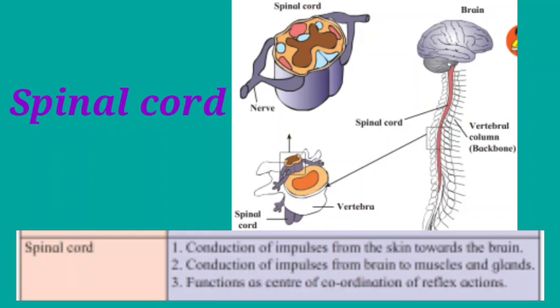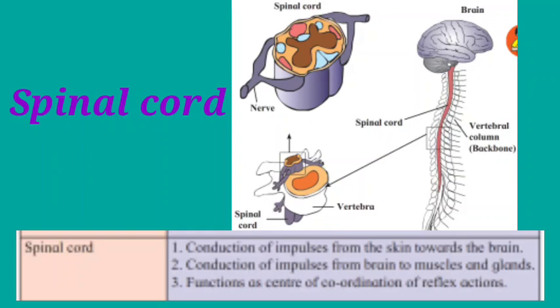Here the vertebrae are just put along one another, and inside that the spinal cord is moving. These vertebrae are protecting the spinal cord because it is a delicate part and it is very sensitive. So for protection, inside the vertebral column the spinal cord is moving. Okay, so it gets protected from shocks and other things. Now we will see the spinal cord's functions.